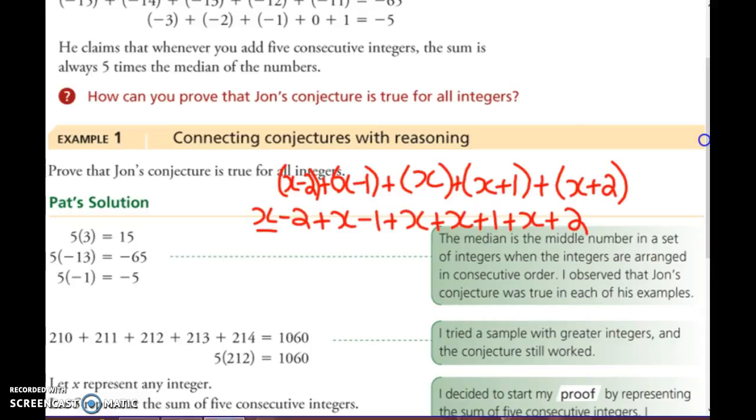we will add all the x's. So that is 1, 2, 3, 4, 5 x's. And we'll add all the numbers. So minus 2 minus 1 is minus 3. Plus 1 is a minus 2. Plus 2 is 0. So we end up with 5x. So what this shows us is we ended up with 5 times what our middle number was. Our middle number was x, and our answer was 5 times our middle number. So we just proved deductively that this was a true statement.